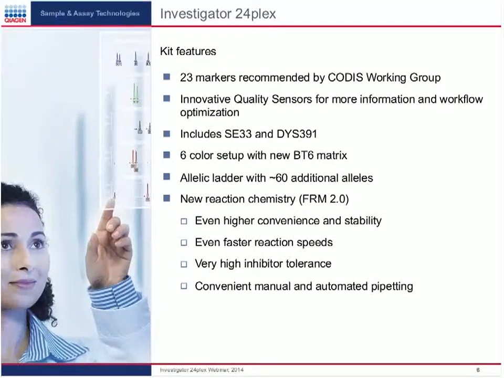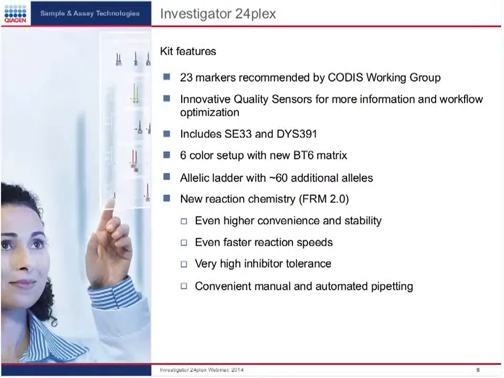And one important point is new reaction chemistry. This is FRM 2.0. Here we have a new formulation that gives you an even higher convenience and stability. It is a very fast reaction. You can cycle, for example, a 24-plex QS in 60 minutes. And if you're cycling 24-plex Go for direct amplification, you are in the range between 45 and 50 minutes. This depends on the cycle number you use.